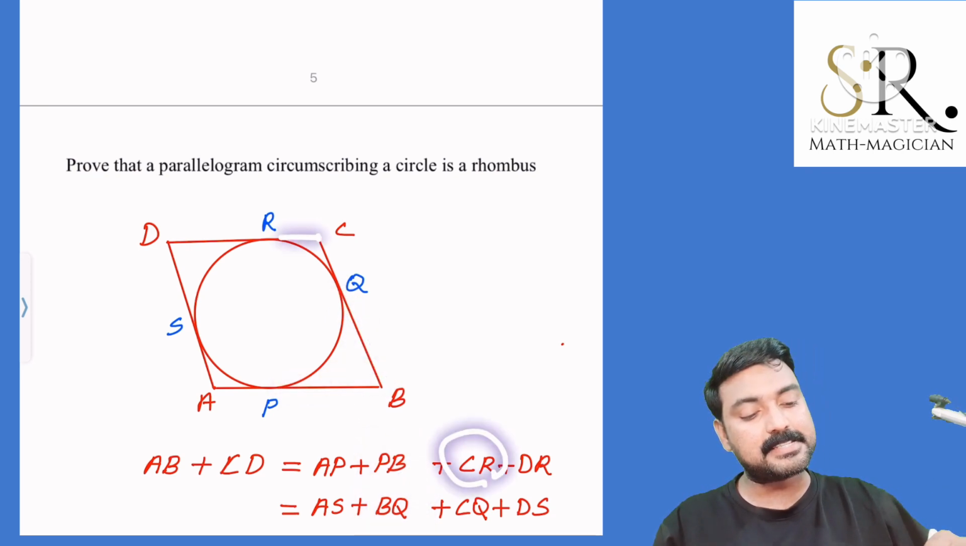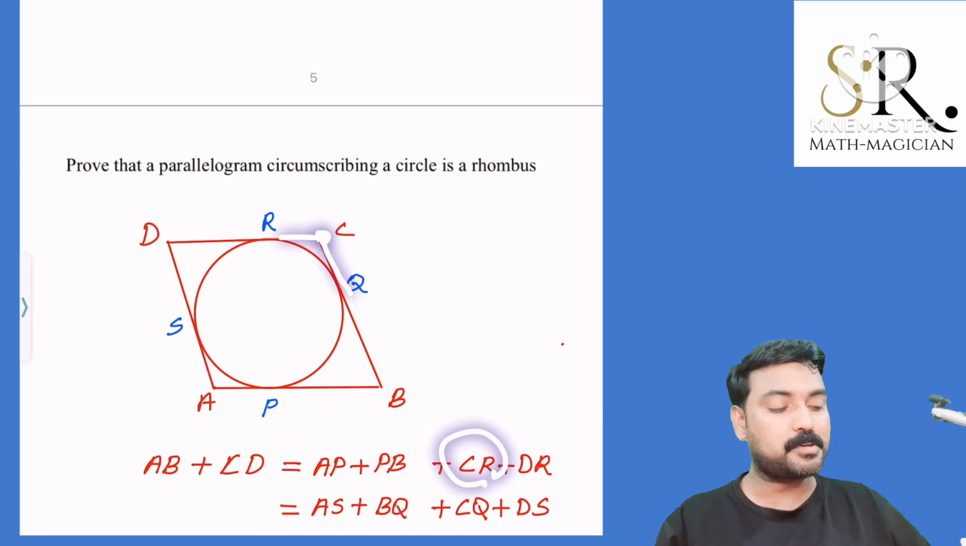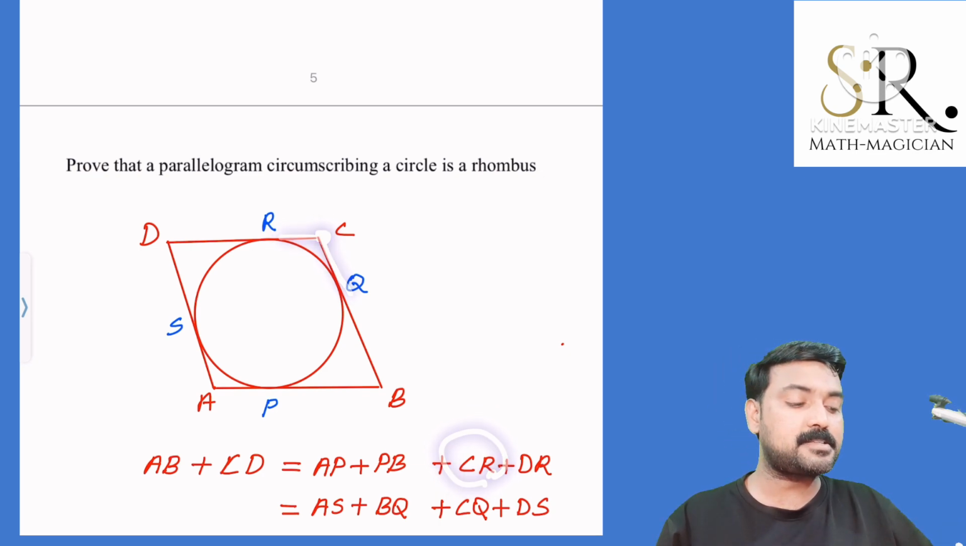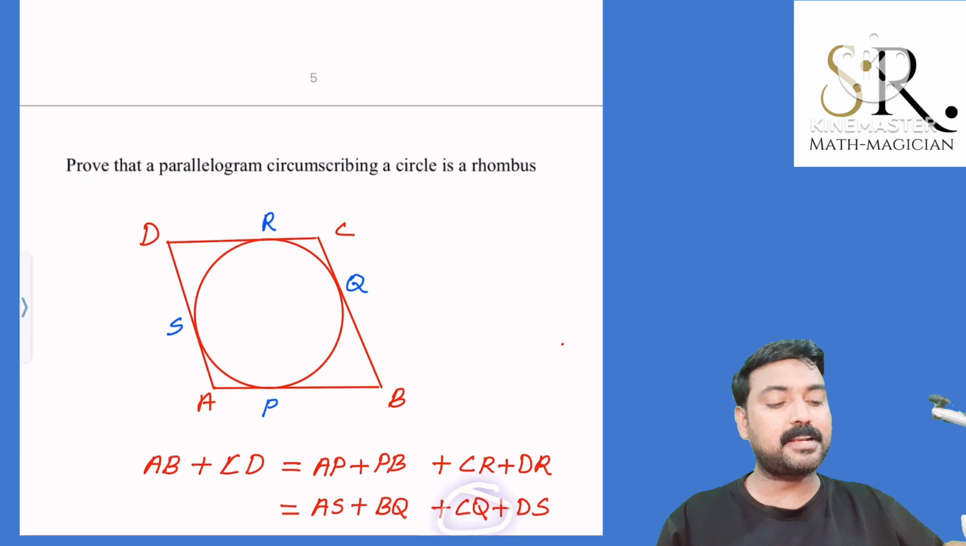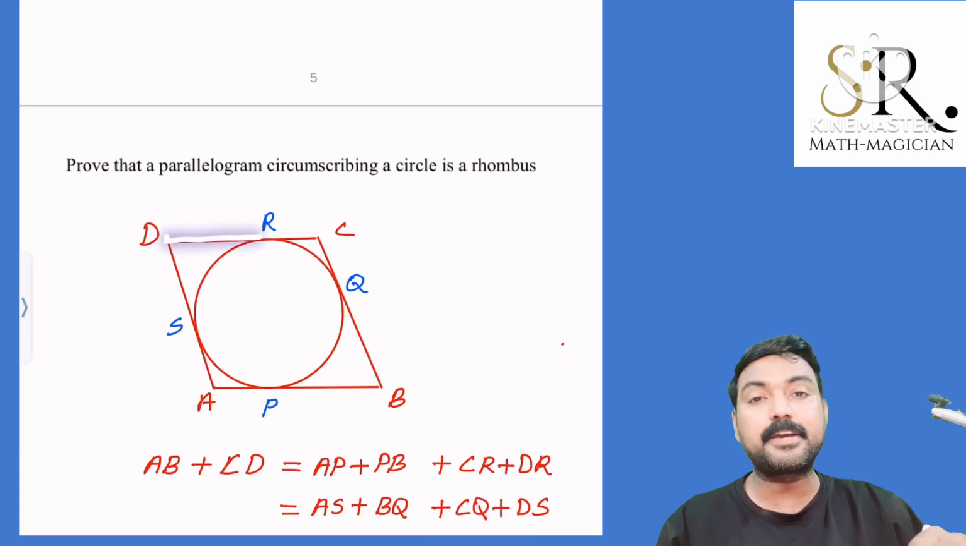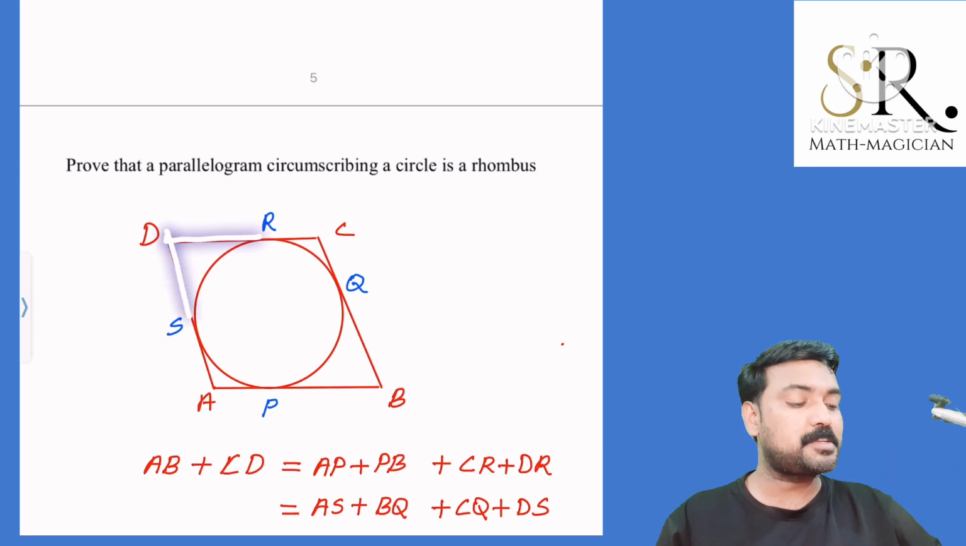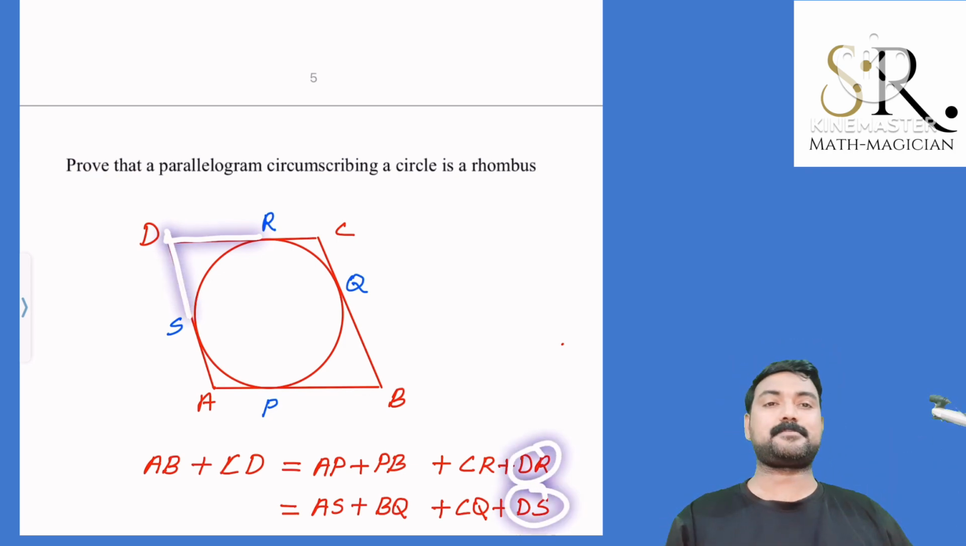Now CR is there. C is the external point, so CQ will be equal. So instead of CR, we can write CQ. Similarly, DR. Now you can say, instead of DR, what will come? Yes, DS will come. So instead of DR, we write DS here.